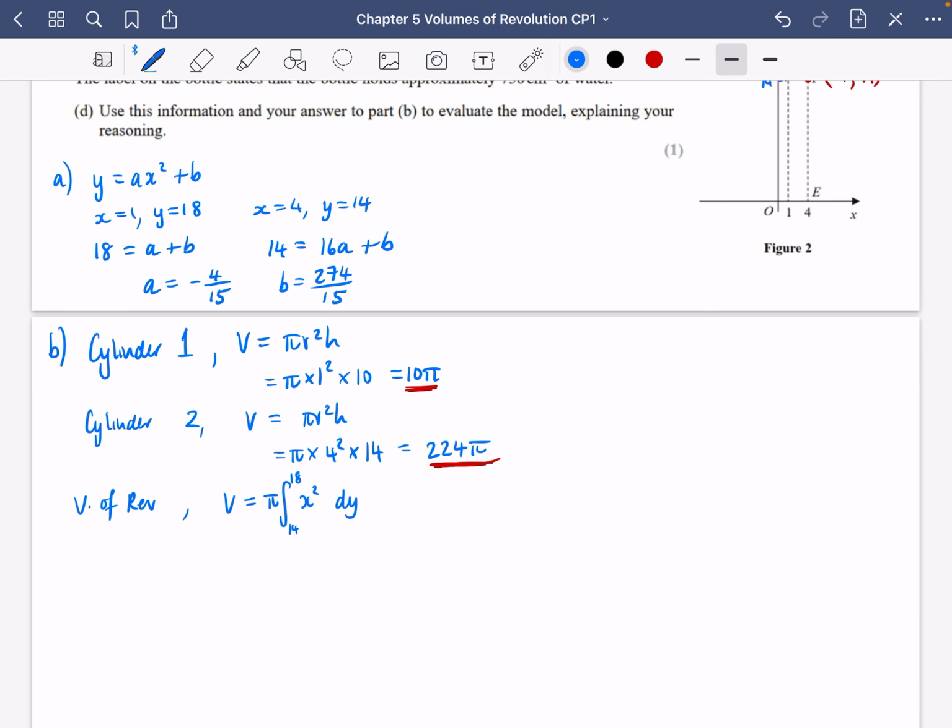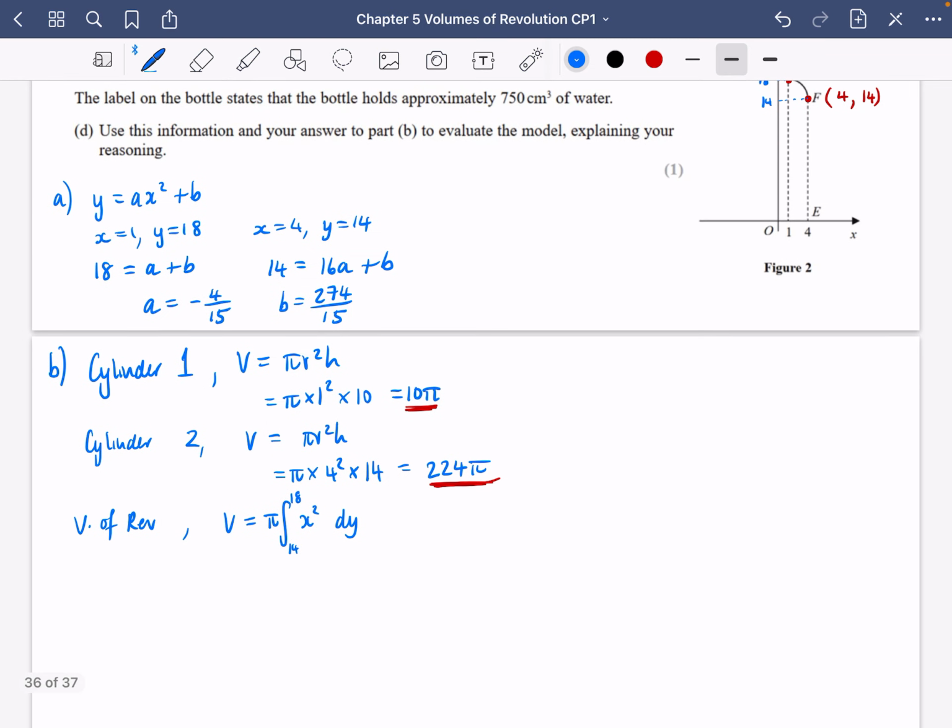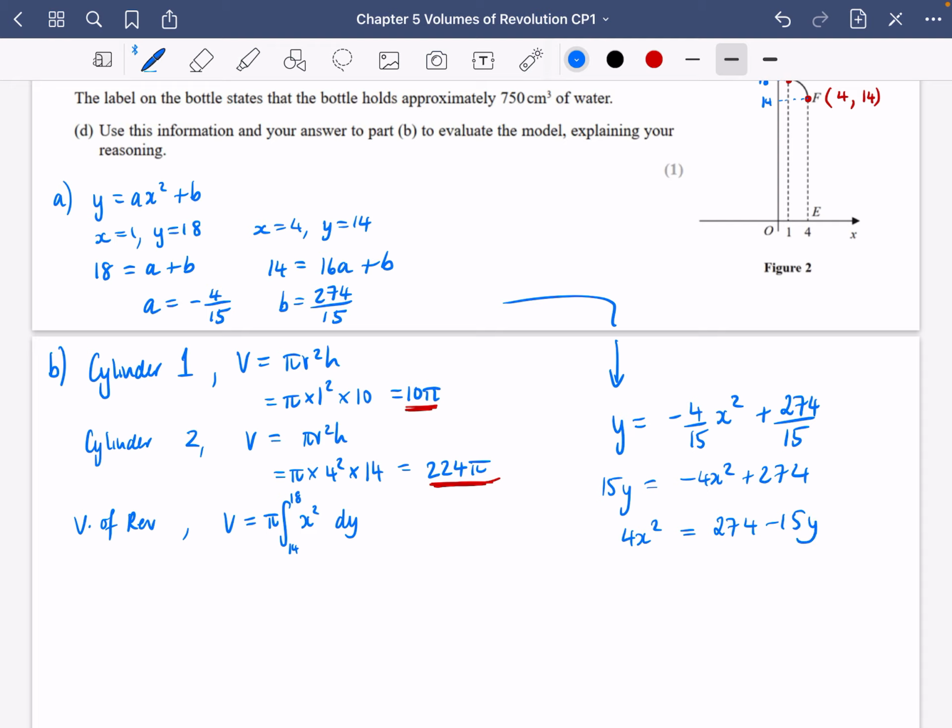So all we need to do really is find out what the x squared bit is. Well, let's look at this beginning part. We have found out that a is minus 4 over 15, and B is 274 over 15. So I'm just going to get rid of those over 15s for a second by multiplying everything by 15. And then I'm going to rearrange it so that 4x squared is equal to 274 minus 15y.